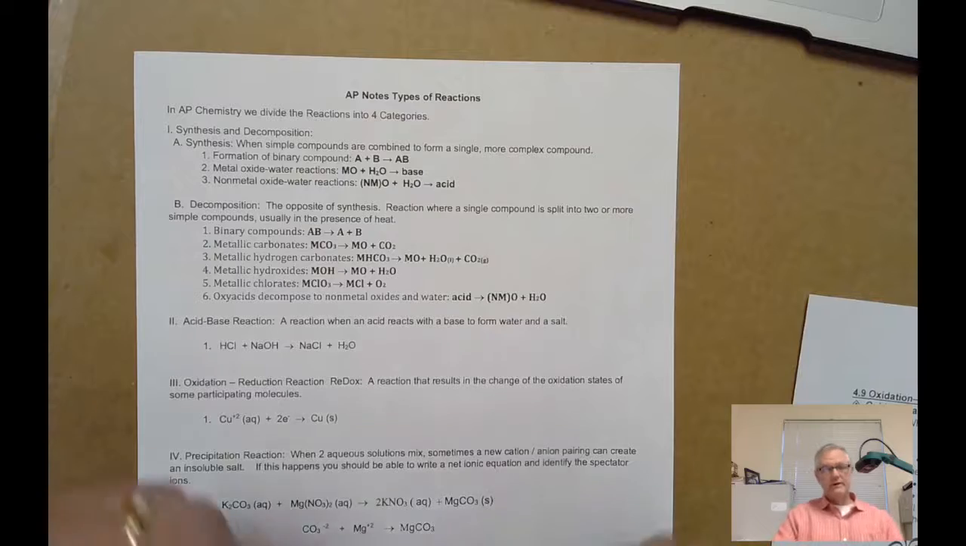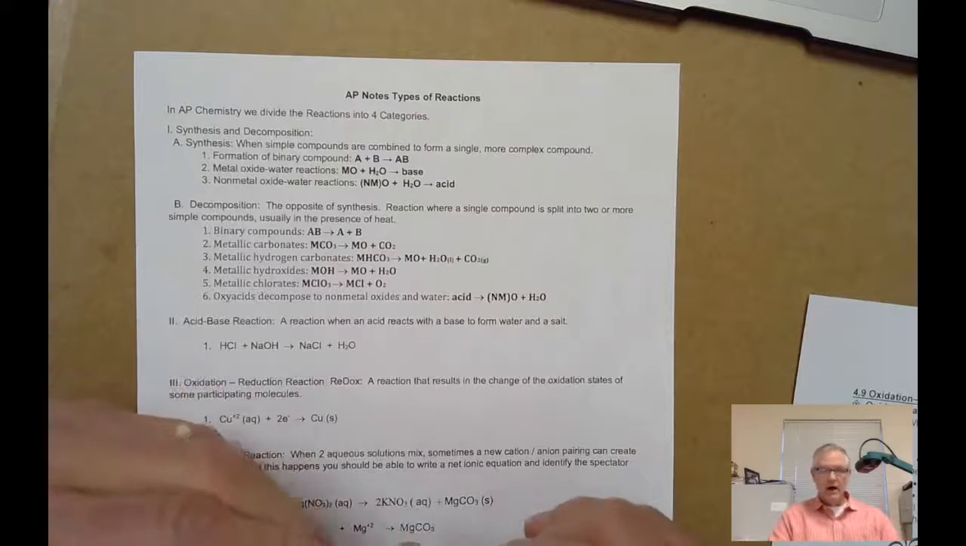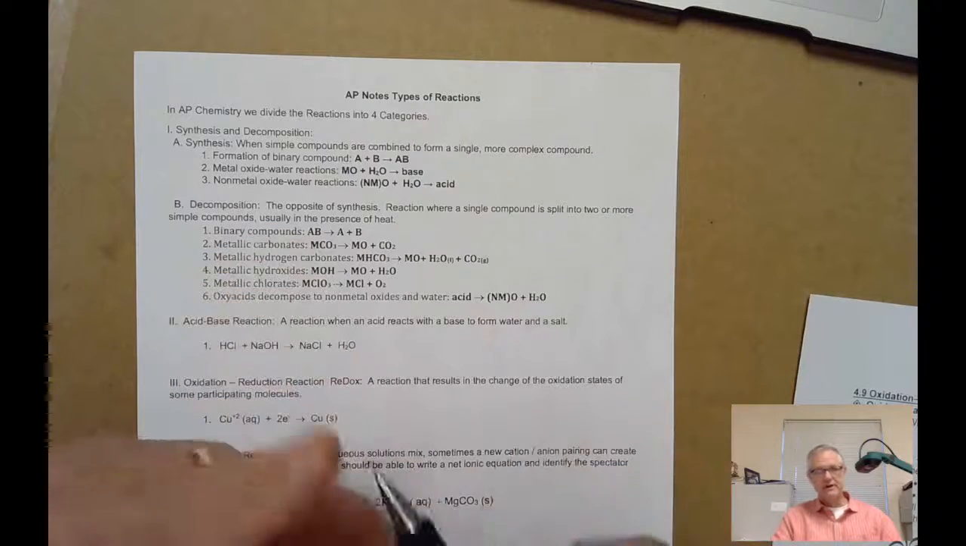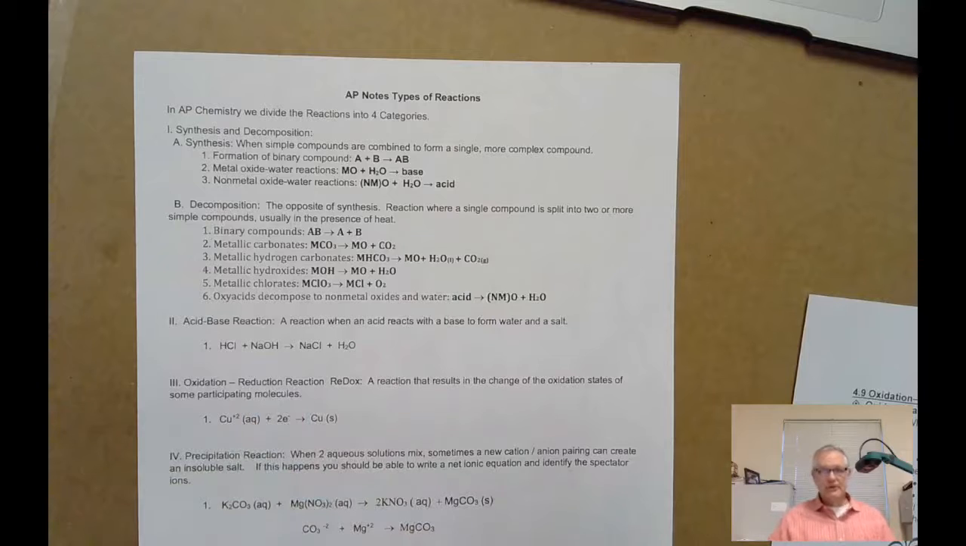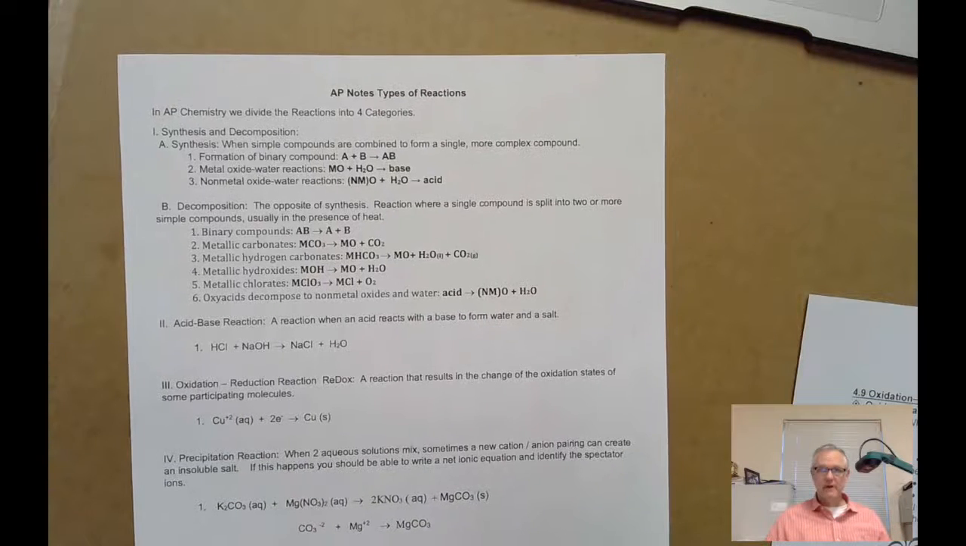We've been discussing and reviewing how to balance equations and the different types of equations. In our general chemistry packet, there were 5 different types of equations: the synthesis, decomposition, single replacement, double replacement, and combustion. In today's lecture, we're going to look at these very specifically, and we're going to combine them a little bit for AP.